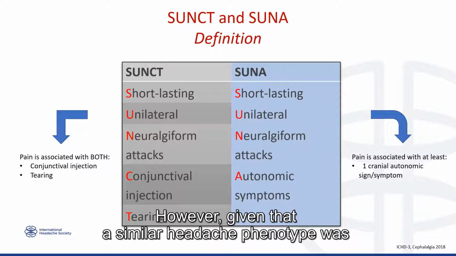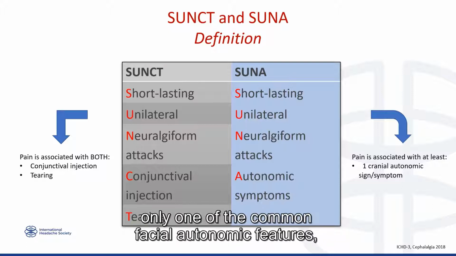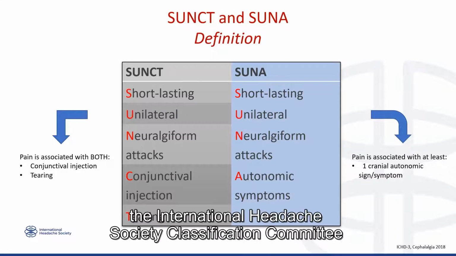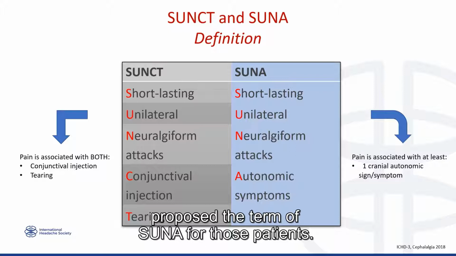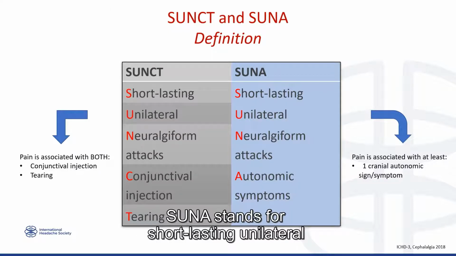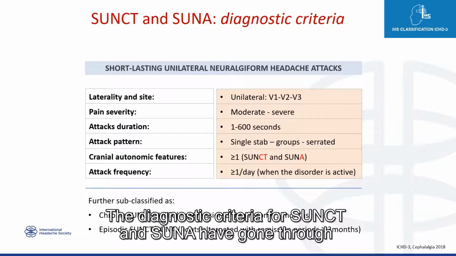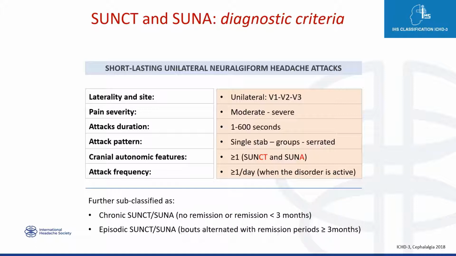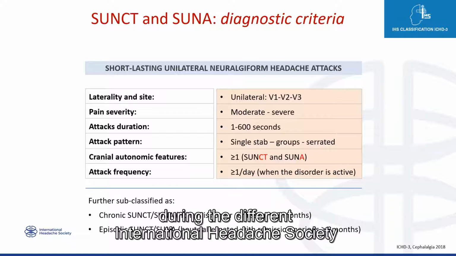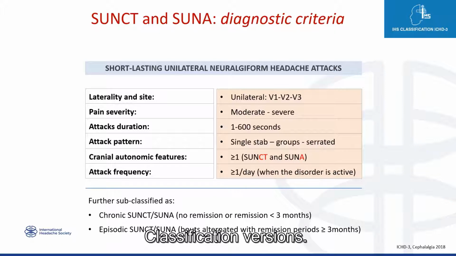However, given that a similar headache phenotype was described to be associated with only one of the common facial autonomic features, the International Headache Society Classification Committee proposed the term of SUNA for those patients. SUNA stands for short-lasting unilateral neuralgiform headache attacks with autonomic symptoms. The diagnostic criteria for SUNCT and SUNA have gone through some changes during the different International Headache Society classification versions.